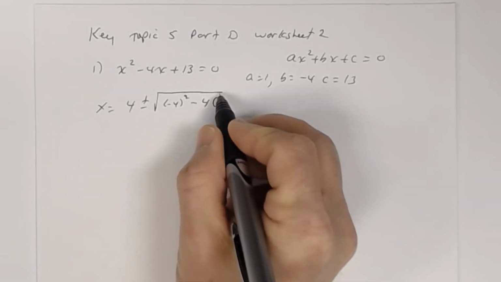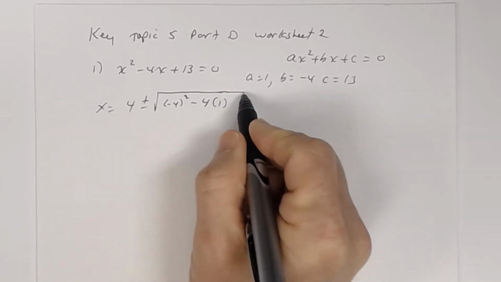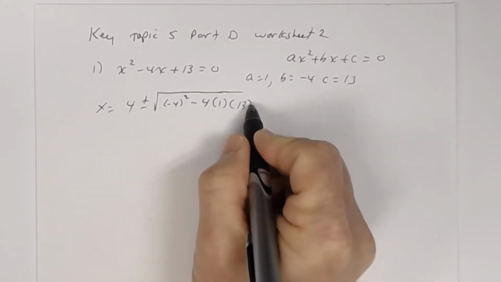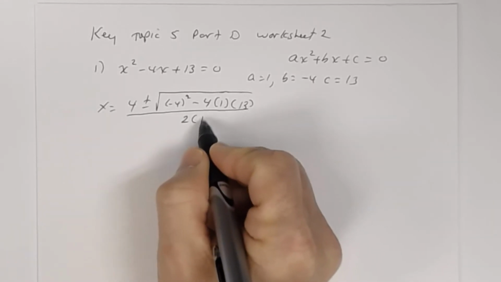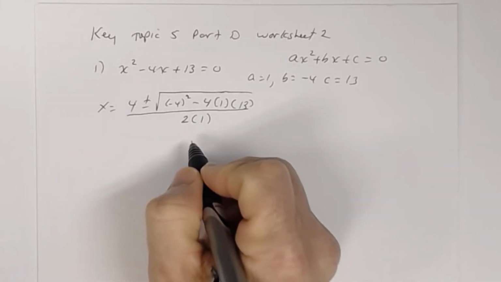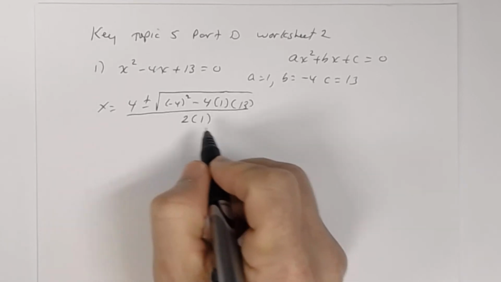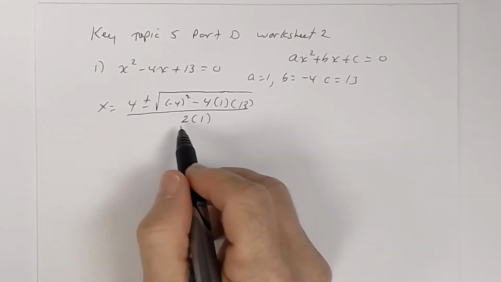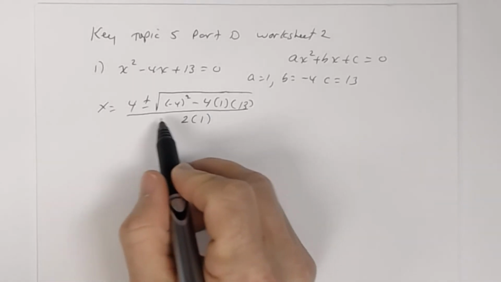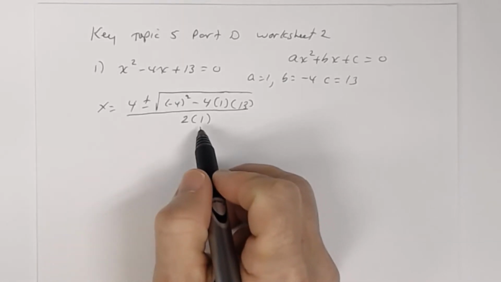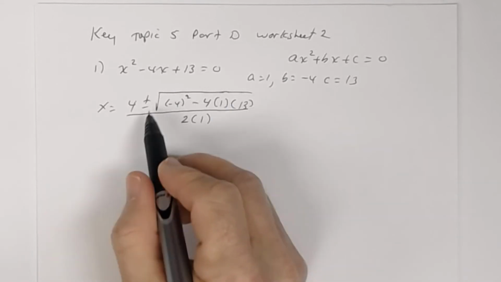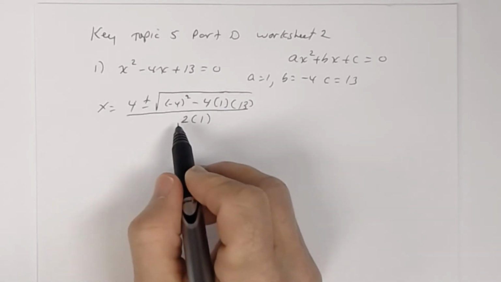Minus 4 times a, which is 1, times c, which is 13, all divided by 2 times a, and a is 1. So the first thing is to substitute everything you know, and you have to write it like this. Don't forget about dividing by 2 times a, because x is equal to this fraction here.